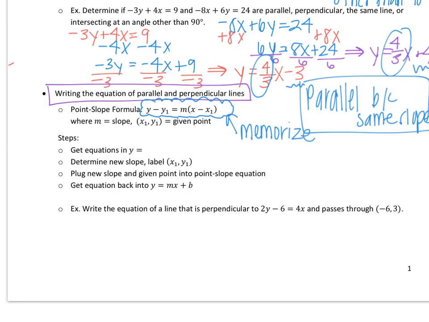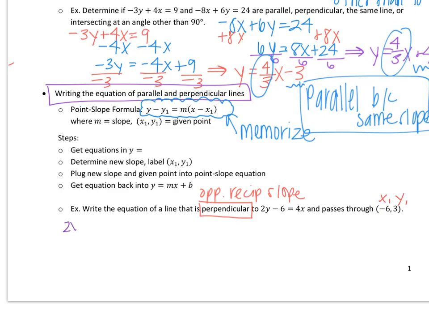So it says write the equation of a line that is perpendicular. Whenever I see keywords like perpendicular or parallel, always write myself a note. I know that opposite reciprocal slopes give me perpendicular lines. So my note says recip slope. So I want to be perpendicular to 2y minus 6 equals 4x, and I must pass through the point -6, +3. I'm going to label this point as x1, y1, because eventually it will get plugged into our point slope formula as x1 and y1.